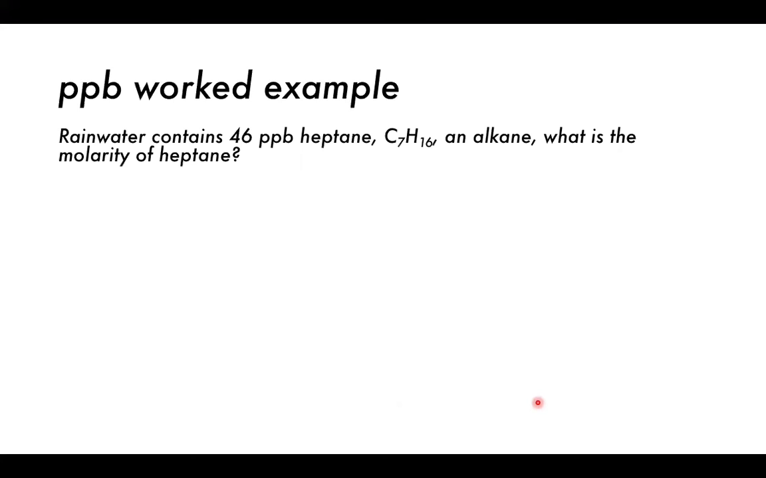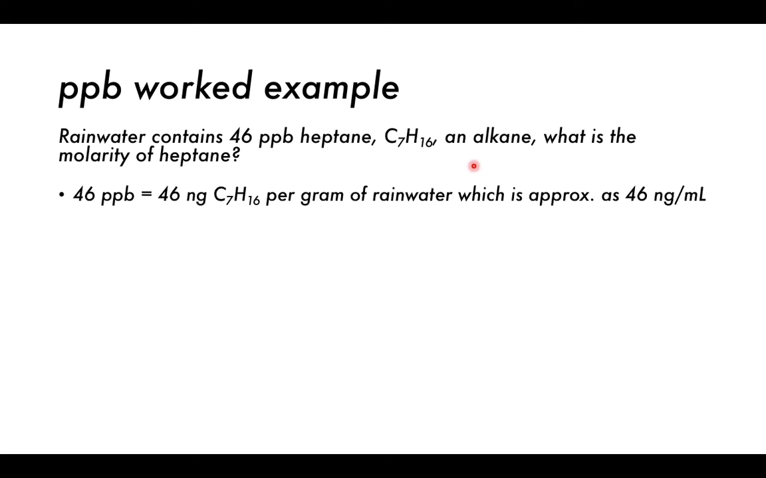So let's have a look at a worked example for ppb, where we're talking about rainwater, which contains a small amount of heptane, about 46 ppb of this C7H16 heptane, which is an alkane. And so we're asked, what is the molarity of heptane? So 46 ppb is going to be equal to 46 nanograms of heptane per gram of rainwater, which is approximately 46 nanograms per milliliter.